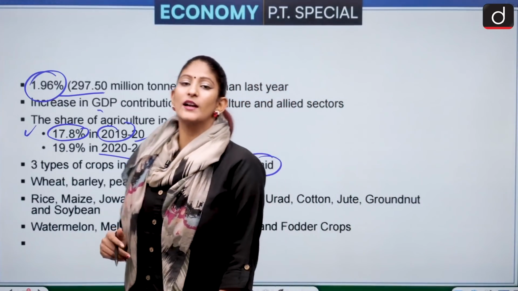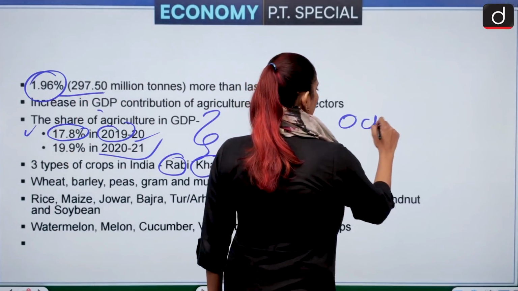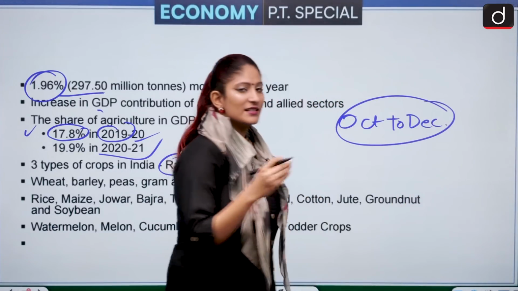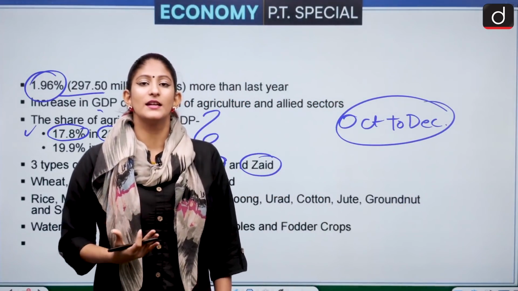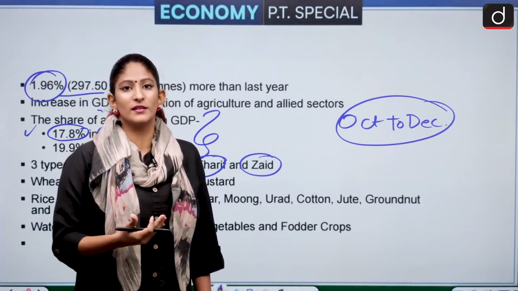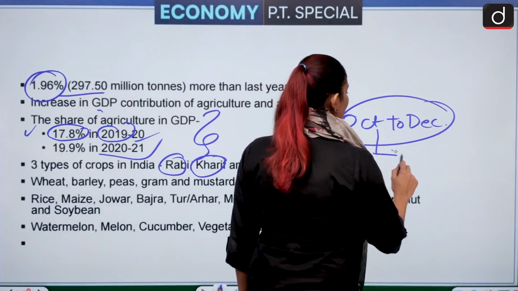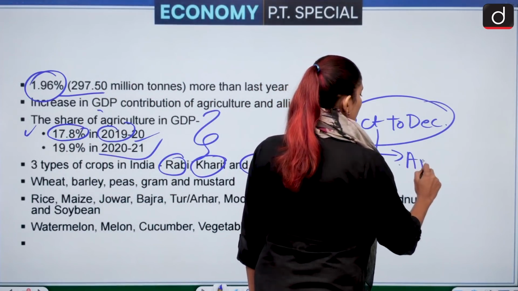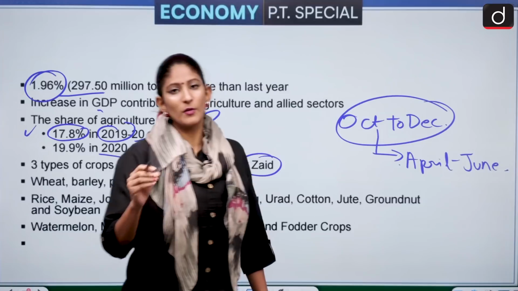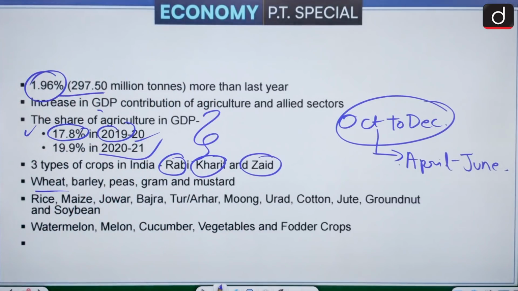Rabi crops are those crops which are sown from the months of October to December. Western disturbances are a great aid in the month of January for better and more efficient production of Rabi crops. And they are harvested from the months of April to June. Examples of some of the Rabi crops are wheat, barley, peas, gram and mustard.